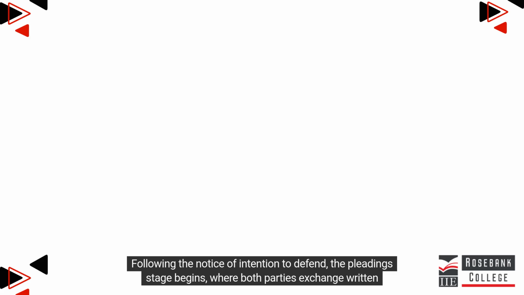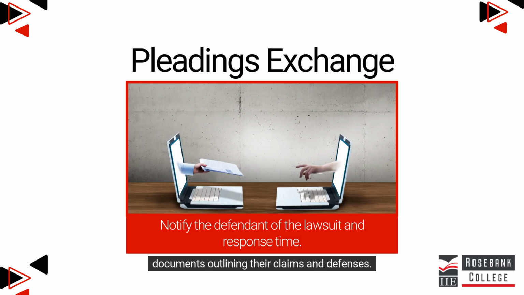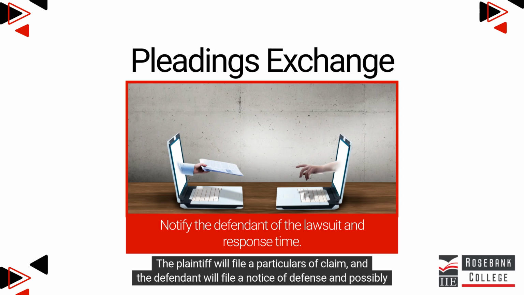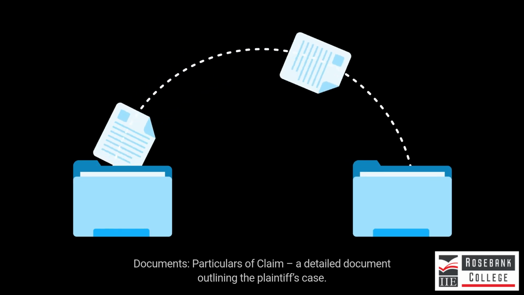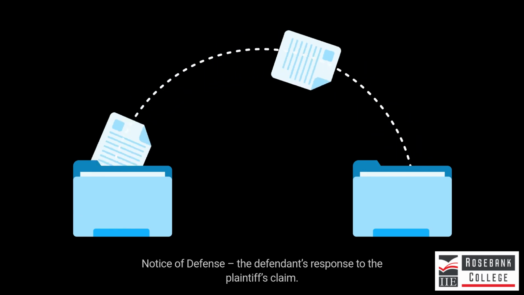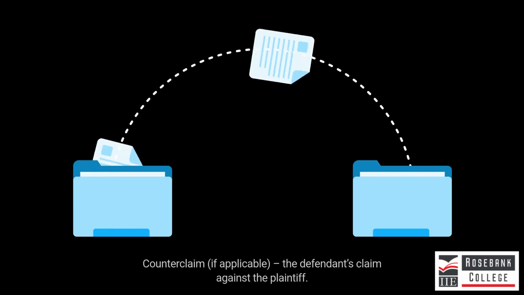Following the notice of intention to defend, the pleading stage begins, where both parties exchange written documents outlining their claims and defenses. The plaintiff will file a particulars of claim, and the defendant will file a notice of defense and possibly a counterclaim. Documents: Particulars of claim, a detailed document outlining the plaintiff's case. Notice of defense, the defendant's response to the plaintiff's claim. Counterclaim, if applicable, the defendant's claim against the plaintiff.